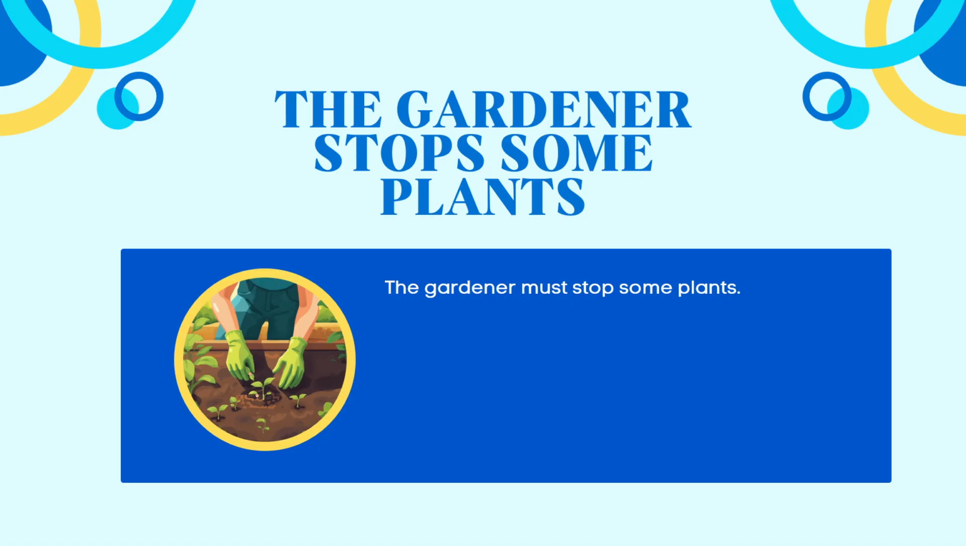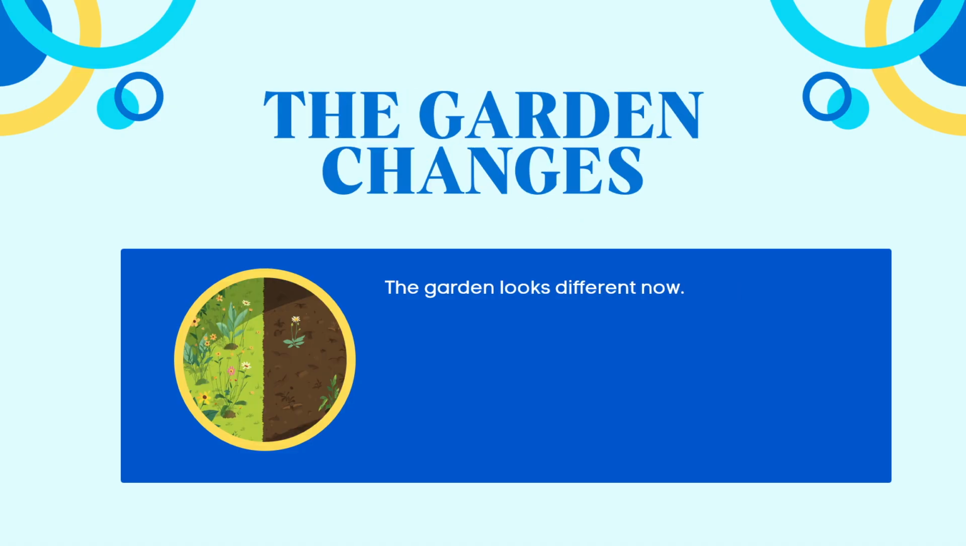The gardener looked at her garden carefully. Some plants were too weak to grow strong. She had to make a difficult choice. She gently removed some plants to help the others grow better. The garden looked different now. Some plants were gone, but others had more space. The gardener knew this was necessary. Sometimes stopping something helps other things grow. This is part of caring for a garden.